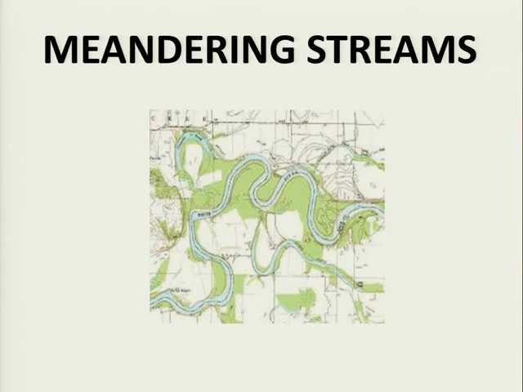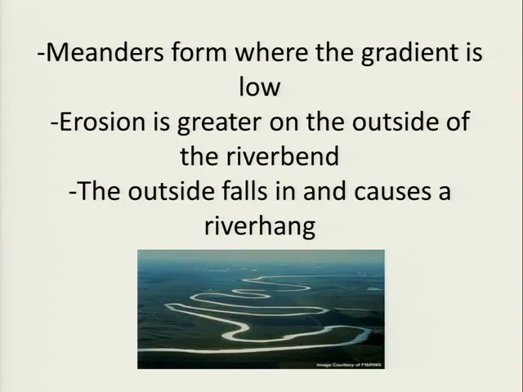The next one is the meandering stream. That was also taken from a topographical map. In Afrikaans we call it a kronkelstroom. At the meandering stream, you guys must remember that the gradient is very low and the erosion is greater or more on the outside of the riverbed. That outside can fall in and it can cause a river hang.